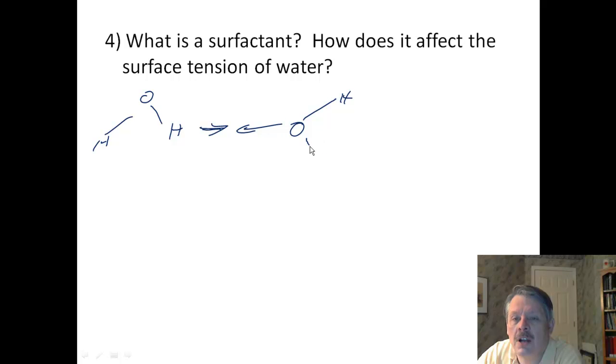There's your oxygen, there's your hydrogen, there's your hydrogen. So for whatever reason, it's disrupting this attractive force, which we call a hydrogen bond. And something that does that, for example, is soap. So it will break up surface tension because it breaks up some of these hydrogen bonds by getting in the way. And that's what soap does. Okay, so a surfactant is something that disrupts the surface tension and disrupts the hydrogen bonds between the water molecules.